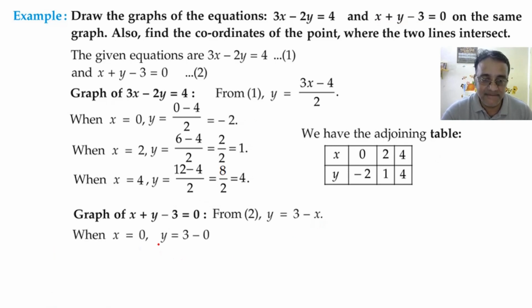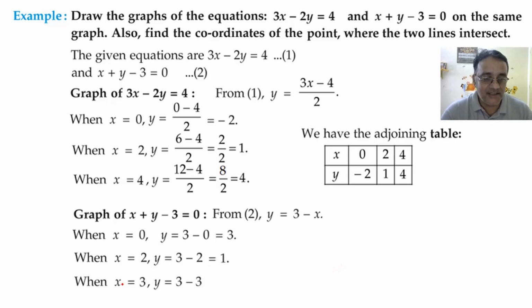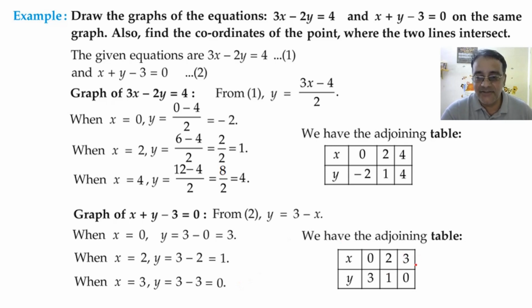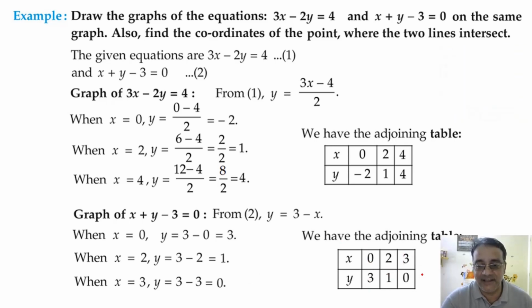First let's take 0. So y equals 3 minus 0, how much will it be? 3. Now we'll take 2. y is equal to 3 minus 2, which is 1. Now x is equal to 3, so y will be 0. So we got the three points: (0, 3), (2, 1), (3, 0).